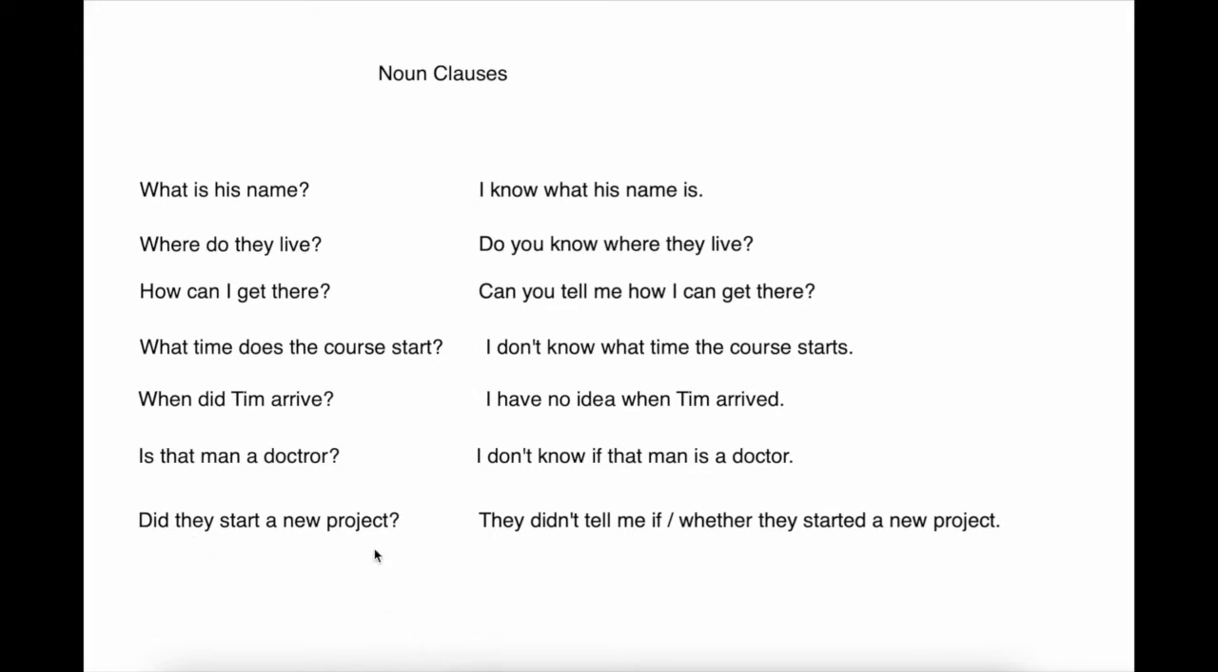Did they start any project? This is also a direct question. If I want to use this in a noun clause: they didn't tell me if or whether they started a new project. Yeni bir proje başlamadıklarını bana söylemediler. Here I can use either if or whether. So for direct questions I use if or whether in a noun clause. But for the other questions, I'm going to use an extra word.